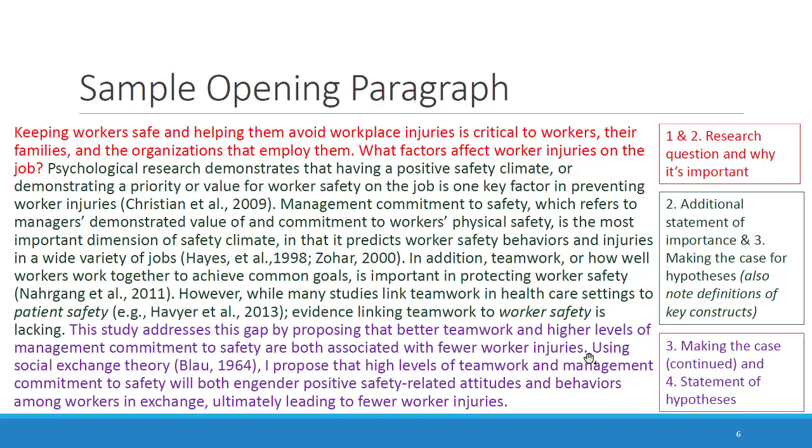So in this case, I would have teamwork and management commitment to safety as my predictors and worker injuries as my outcome variable. Using social exchange theory, I propose that high levels of teamwork and management commitment to safety will both engender positive safety-related attitudes and behaviors among workers in exchange, ultimately leading to fewer worker injuries. So in that, I am just briefly explaining the theory that I'm using, the rationale for why I am proposing that those two predictor variables, teamwork and management commitment to safety, will ultimately lead to fewer worker injuries.